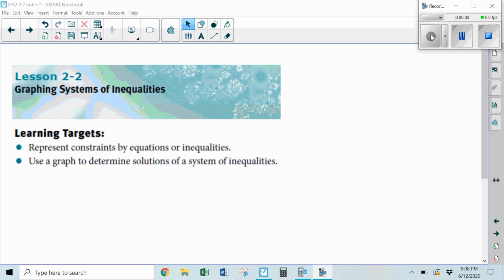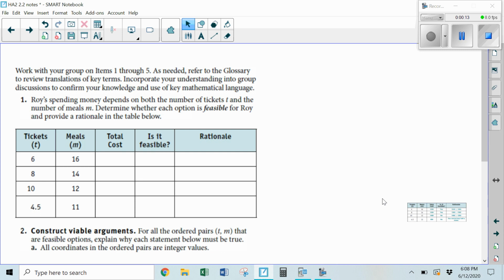Today's lesson 2.2 is going to go back to some of the information from 2.1, the situation with Roy and his tickets and his meals. So what I'm going to have you do is go ahead and start 1 through 4. Pause the video, get through 1 through 4. You might have to look back at the Roy situation, and then we'll discuss it.